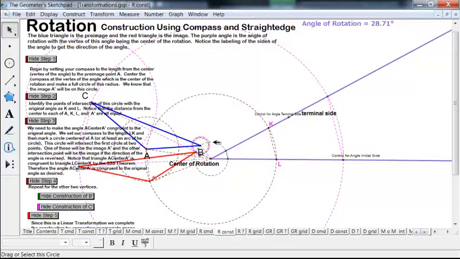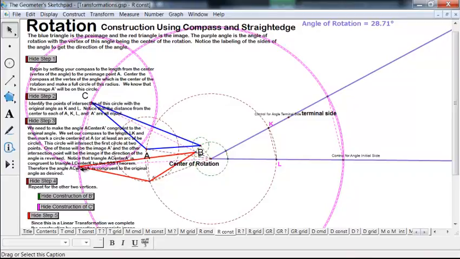Where these two circles meet is B prime. Where these two circles meet is A prime. And where these two circles meet down here is C prime. Just be sure that when it's all said and done, you have it rotating in the correct direction.